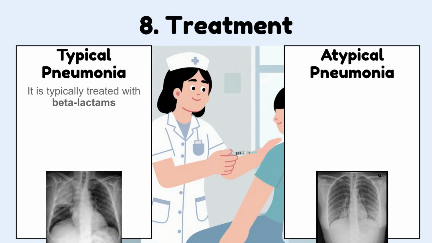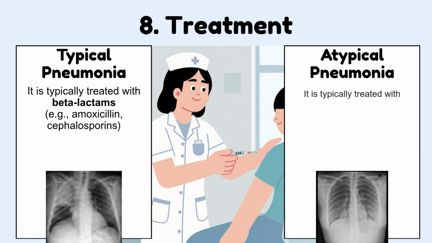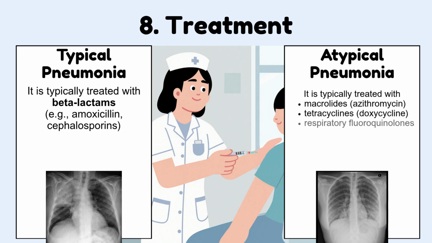Treatment. Typical pneumonia is typically treated with beta-lactam antibiotics, for example, amoxicillin, cephalosporins. Atypical pneumonia is typically treated with macrolides, like azithromycin, tetracyclines, like doxycycline, and respiratory fluoroquinolones.